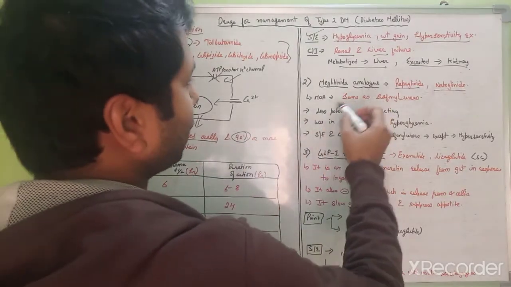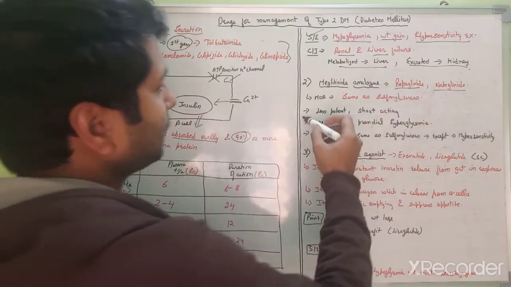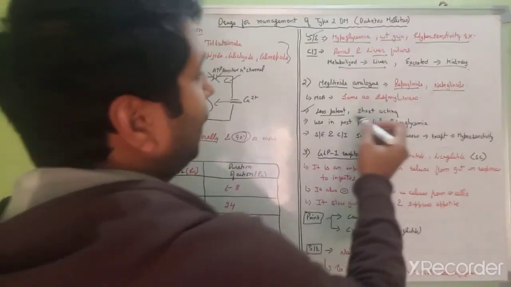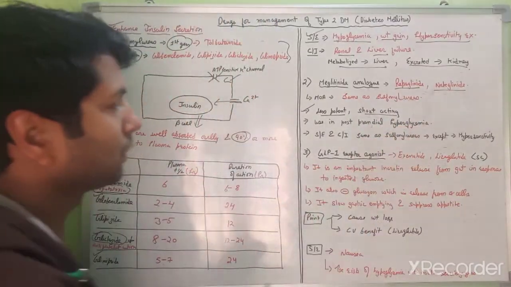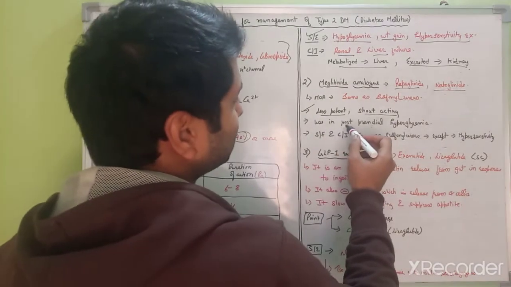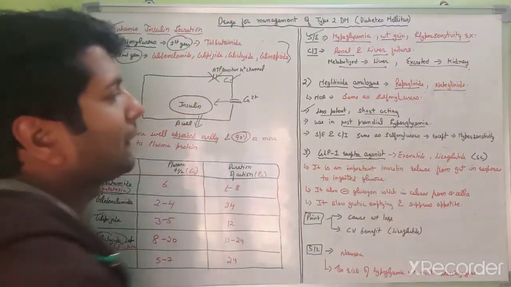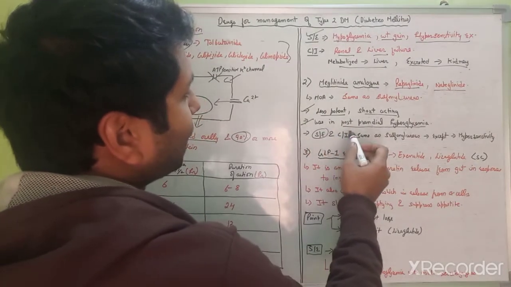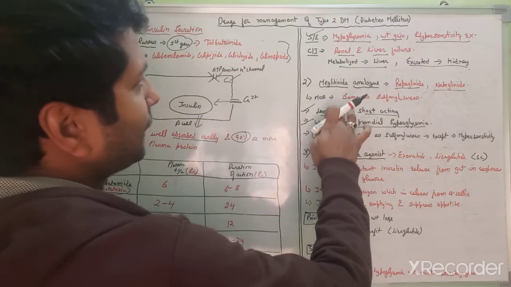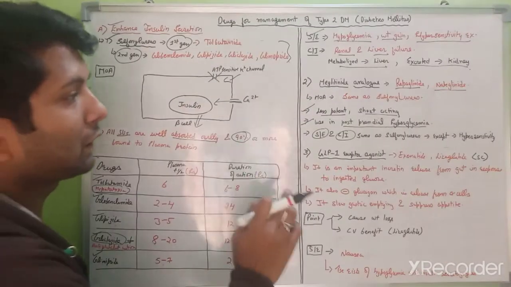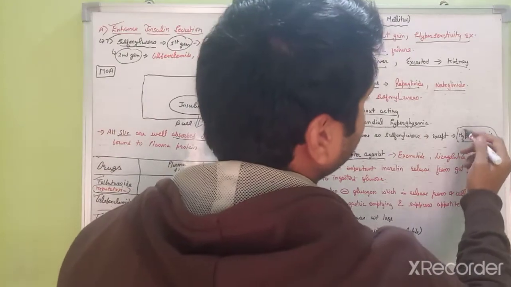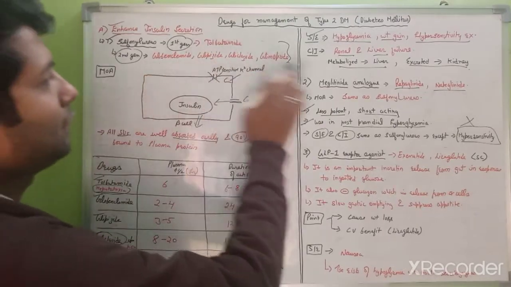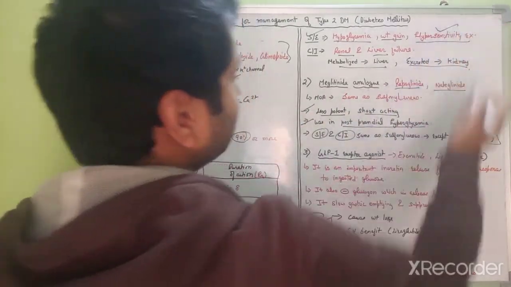Some points regarding these drugs: they are less potent compared to sulfonylurea drugs, and they are short acting drugs, mainly used in postprandial hyperglycemia. And remember, the side effects and contraindications of these drugs are the same as sulfonylureas, except the hypersensitivity reaction. These drugs do not cause hypersensitivity reaction. Only the sulfonylureas will cause the hypersensitivity reaction.